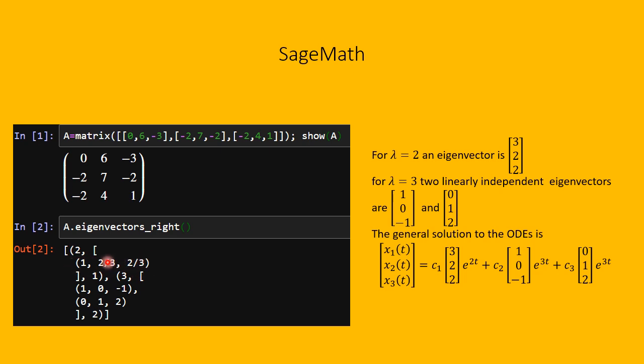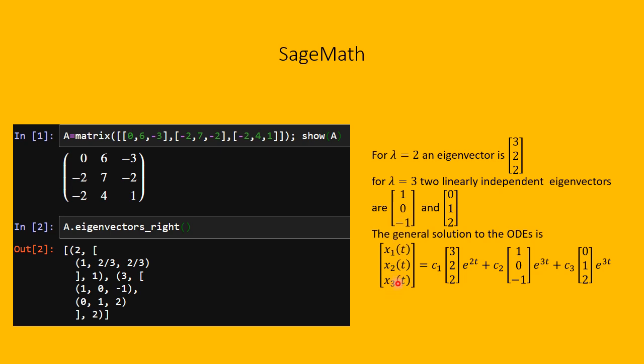So let's see, any multiple of an eigenvector is still an eigenvector. So if we multiply this vector by 3, we can see that for lambda equals 2, an eigenvector for that is 3, 2, 2, 3 times each of these components. For the eigenvalue 3, we had these two eigenvectors, and we're thinking of those as column vectors because they're eigenvectors to the right of the square matrix A.